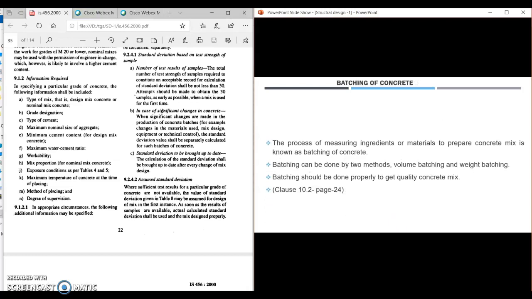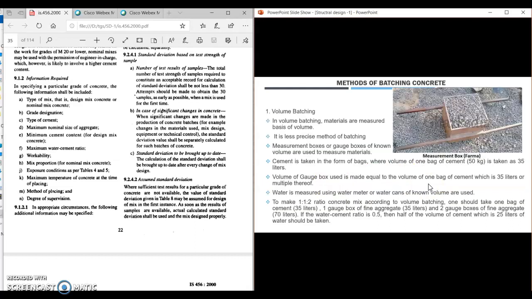Then after proportioning, we have to do batching of the concrete. Batching the concrete means measuring the ingredients of the concrete. Batching may be done by two methods, volume batching and weight batching, to get good quality of concrete.